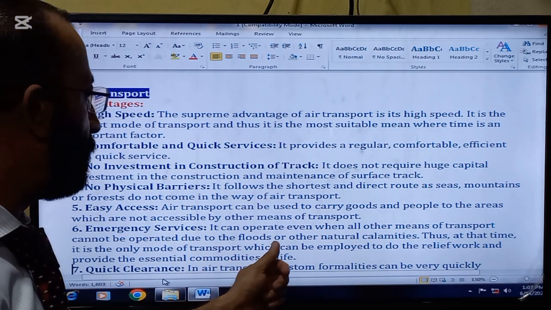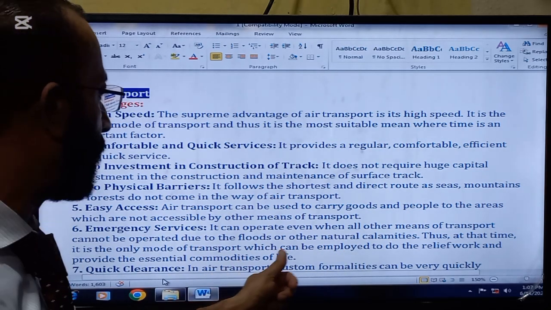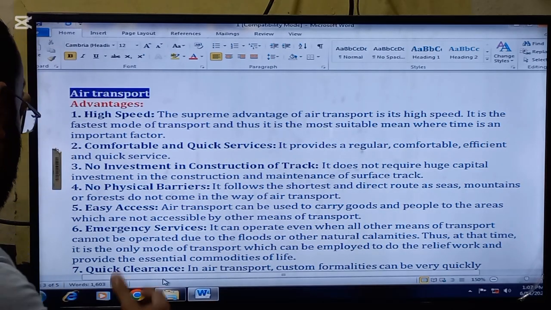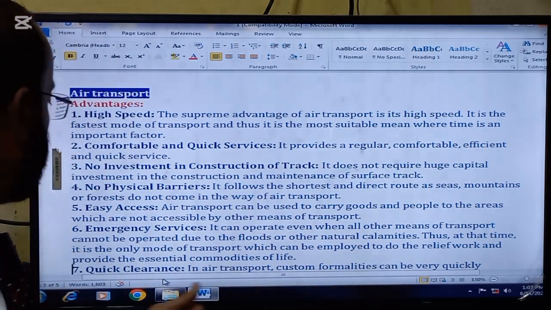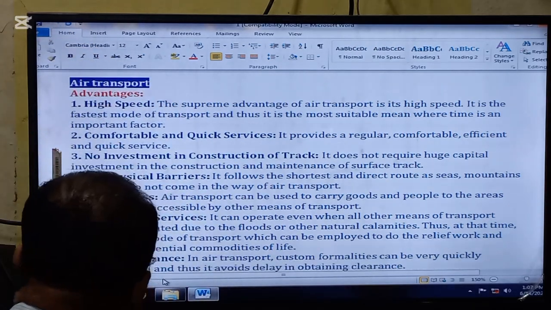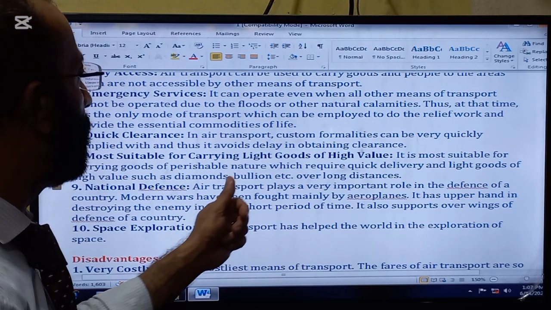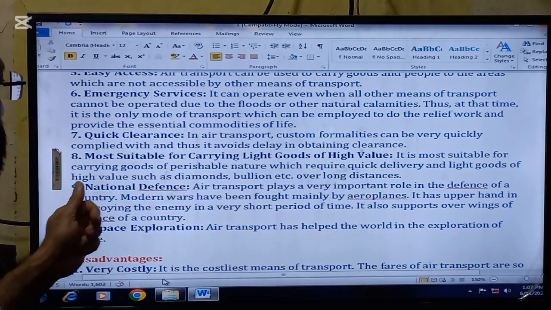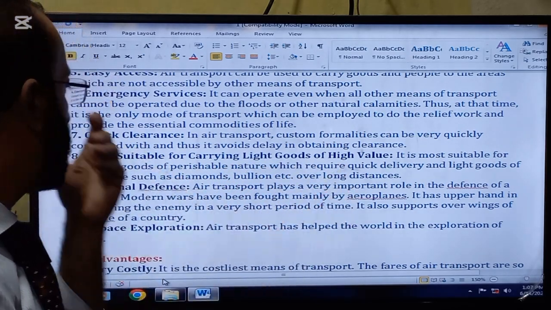Next advantage is emergency services. It can operate even when all other means of transport cannot be operated due to floods or other natural calamities. Thus, at that time, it is the only mode of transport which can be employed to do the relief work and provide the essential commodities of life. Next advantage is quick clearance. In air transport, custom formalities can be very quickly complied with and thus it avoids delays in obtaining clearance.